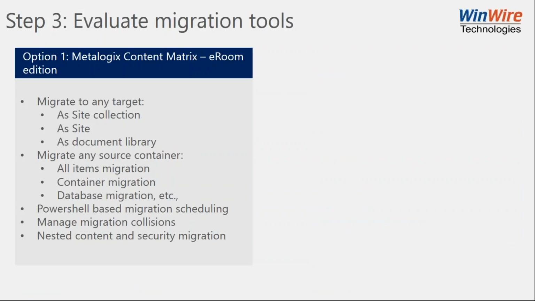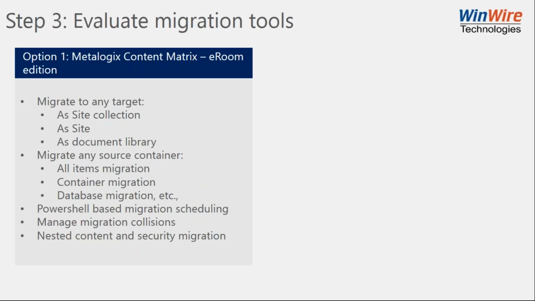and evaluate migration options, right? So this is step 3 of the entire process. So we have multiple options. One of the options is a content matrix, eRoom edition, which provides specifically for eRoom migration to SharePoint.